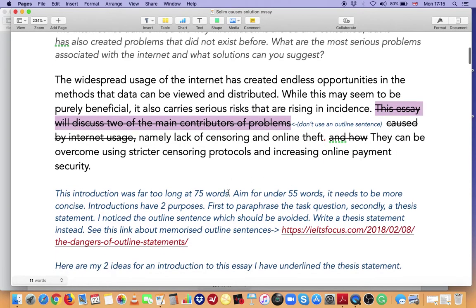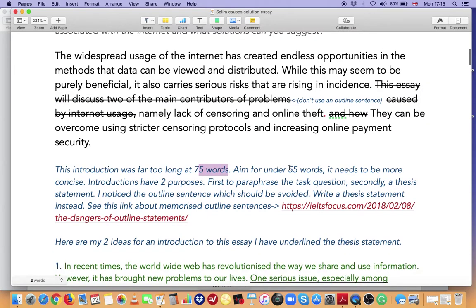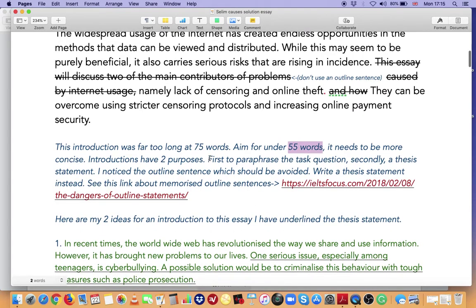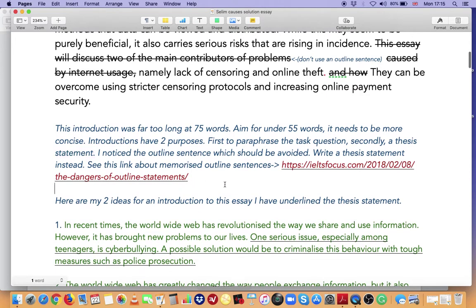So you can see that it's very long. I usually tell people to aim for under 55 words approximately. 50 words is fine. There's no rule for what the word count should be on an introduction, but it needs to be quite concise and simple. So there's 2 parts to an introduction. You've got to paraphrase the task question and then a thesis statement. And I gave him a link here on outline sentences and to avoid those, and that's actually on my blog.